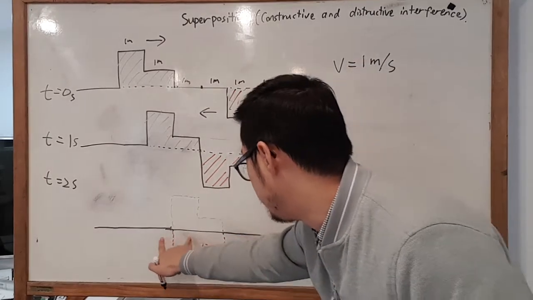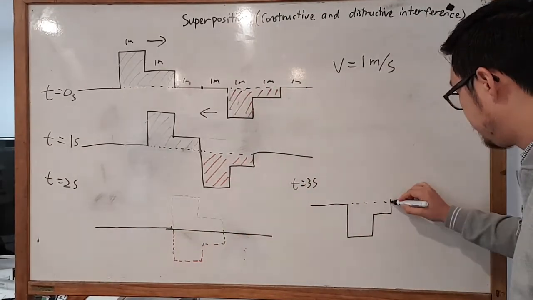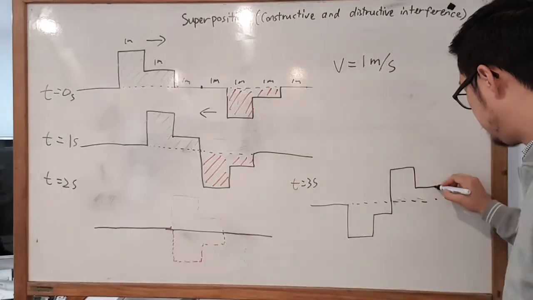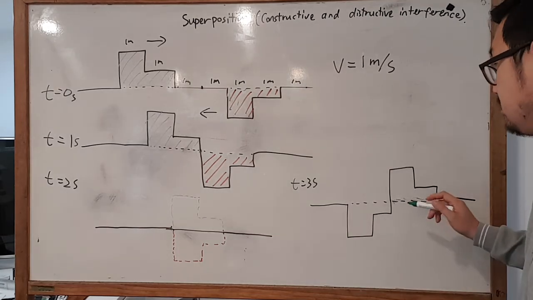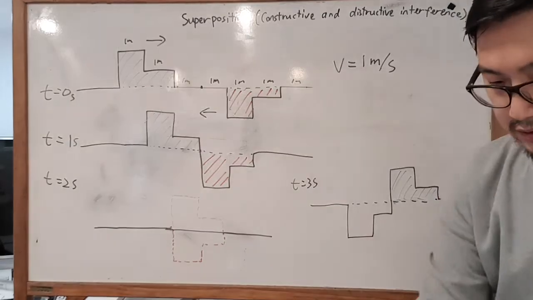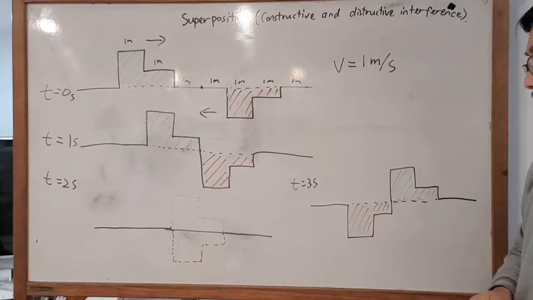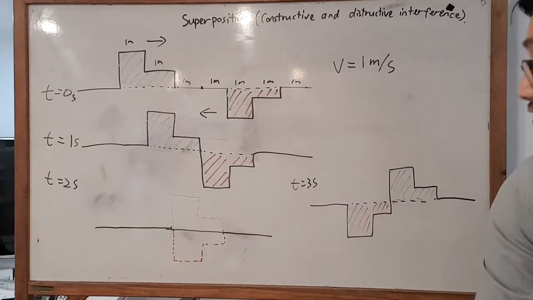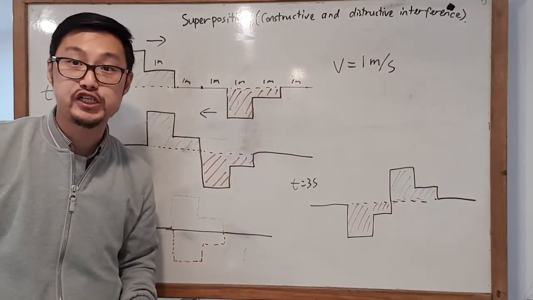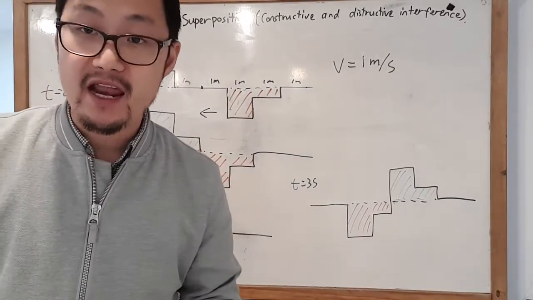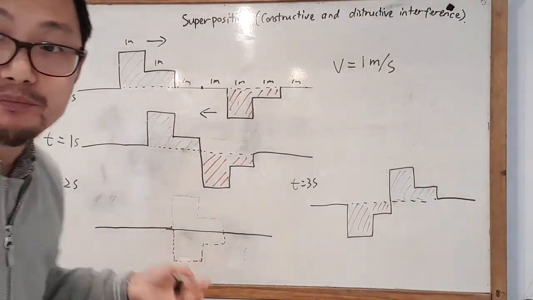So another second, this one moved to here, and this one moved to here. And then this is equilibrium. Okay, so that's how it works. In this one, I've used two waves with exactly the same shape. If they have different shapes, then at the end it wouldn't just become a flat line. So write this one down in your book as your example.